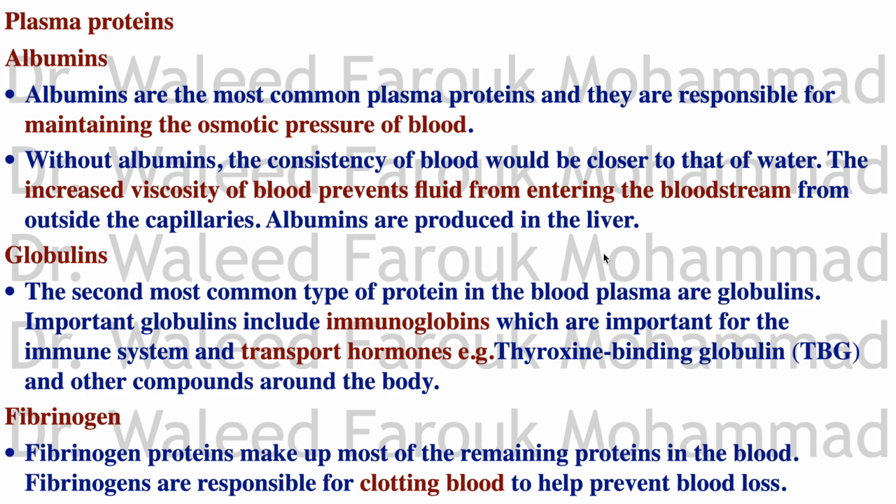Globulins, the second most common type of proteins, form the immunoglobulins, which are antibodies essential for the immune response, and also transport globulins like the TBG, or the thyroxine binding globulin. They transport hormones in the blood by binding to them and then releasing them at the target organs.